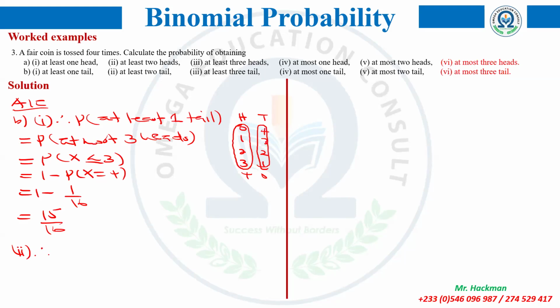Okay, so therefore, P, what are we looking for? At least 2 tails.